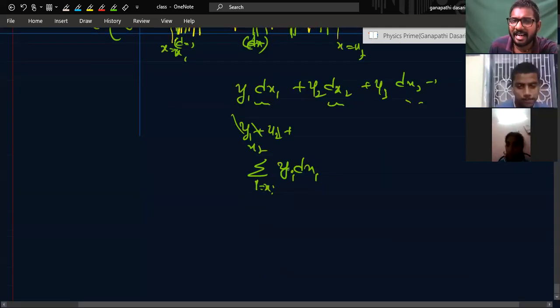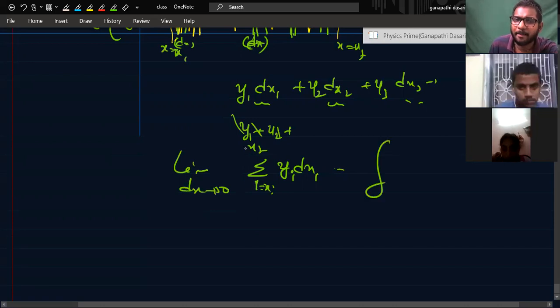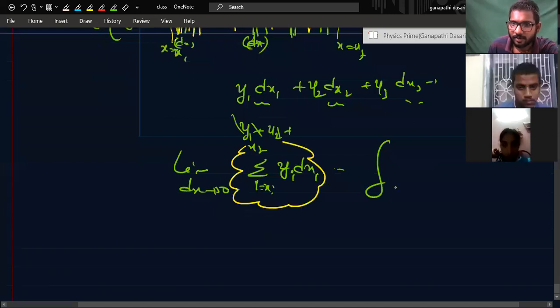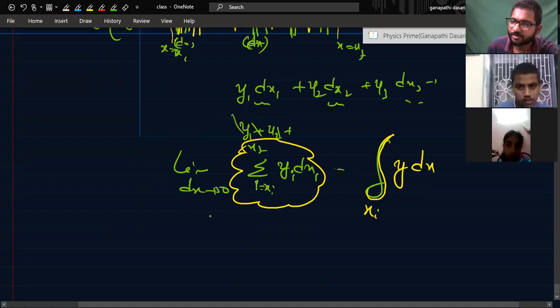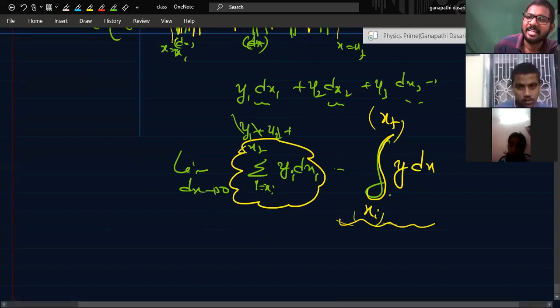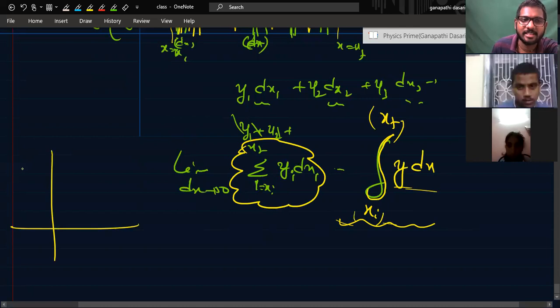So this entire area, when this dx tends to 0, if dx is very small, this summation can be written as what? Integral from x initial to final, integral y dx from x initial to final. Whenever we are finding this integration, that means we are finding the area under that curve from x initial to x final, which is the curve of y and x. This is the y function, this is the x function. We are finding out y dx.